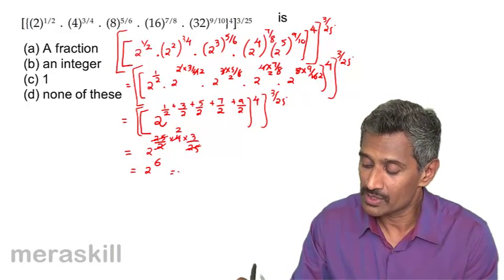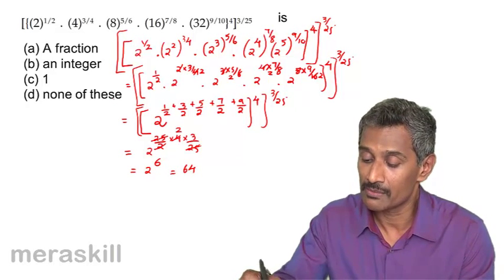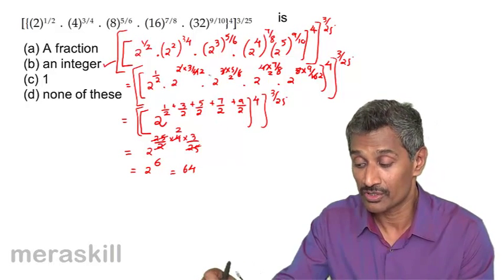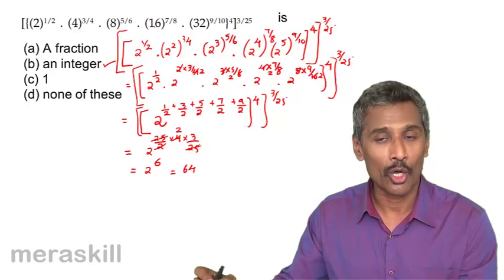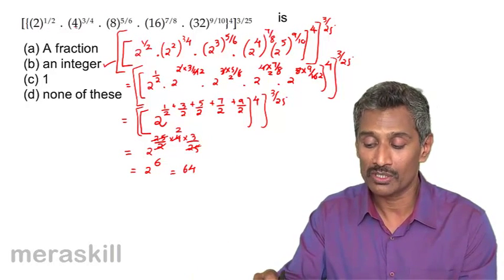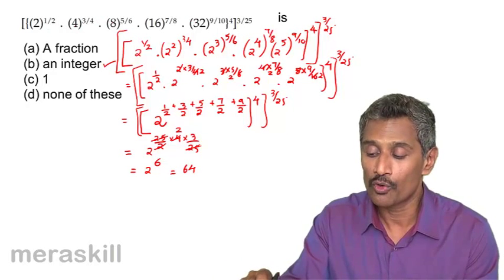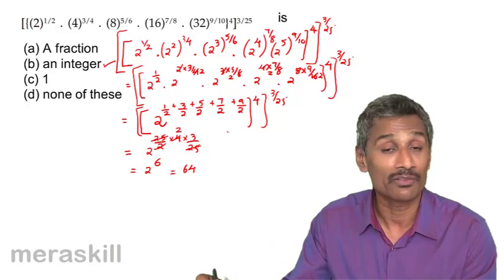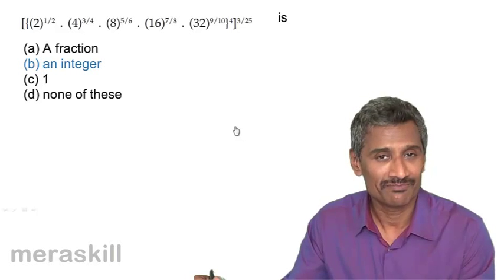2 raised to 6 turns out to be 64, or even if you don't calculate 2 raised to 6, it's not a fraction, it's definitely an integer. So this is how we calculate. Basically, we are using the various laws that we have. But a very important thing: always convert them to prime factors. So 4, 8, 16, 32, all these are powers of 2, so we write them as powers of 2. Let's see what we have. Yes, it is an integer.